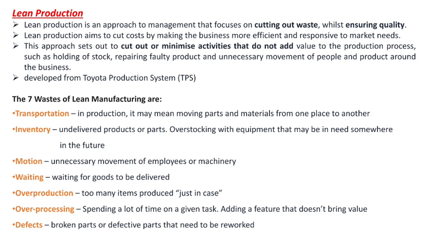Next, moving to the third type, lean production system. This was developed from TPS, Toyota Production System. The main aim is, please look at the keywords, cutting out waste while ensuring quality. They are trying to minimize the activities which do not add any value, not to the customer, but to the production process, such as holding of stock, repairing faulty product, unnecessary movement of people and product around the business area. We'll see the seven types of waste in lean manufacturing.